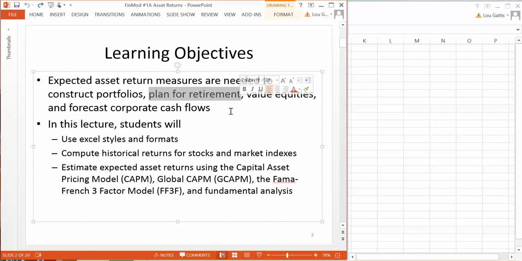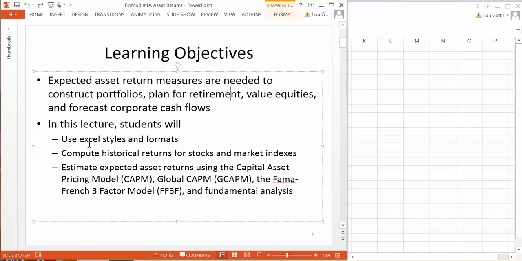Planning for retirement, you need to know the expected return of your securities, including equity funds and individual stocks. Valuing equities, you need to have a discount rate to discount your cash flows. And forecasting corporate cash flows, you need to know the expected return of certain assets in certain circumstances.